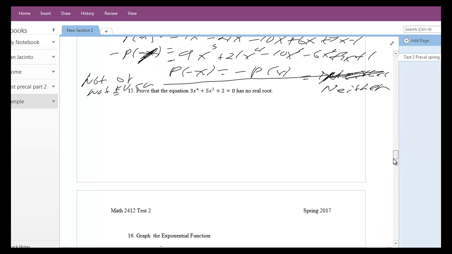Now, look at this one. Prove that the equation 3x has no real root. How do we prove that it has no real root? I don't know. Let's think about this for a second. When it says that, we can just see what kind of roots it has. 3x to the 4th plus 5x squared plus 2. It really should have been a function, which is okay.